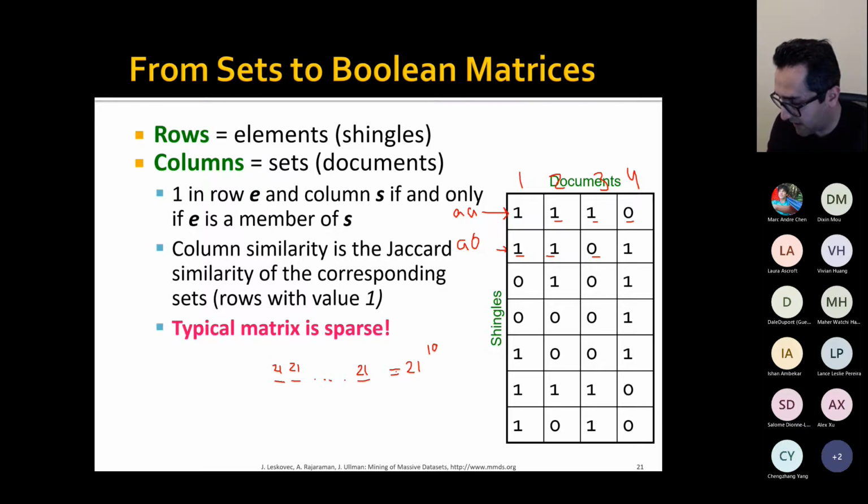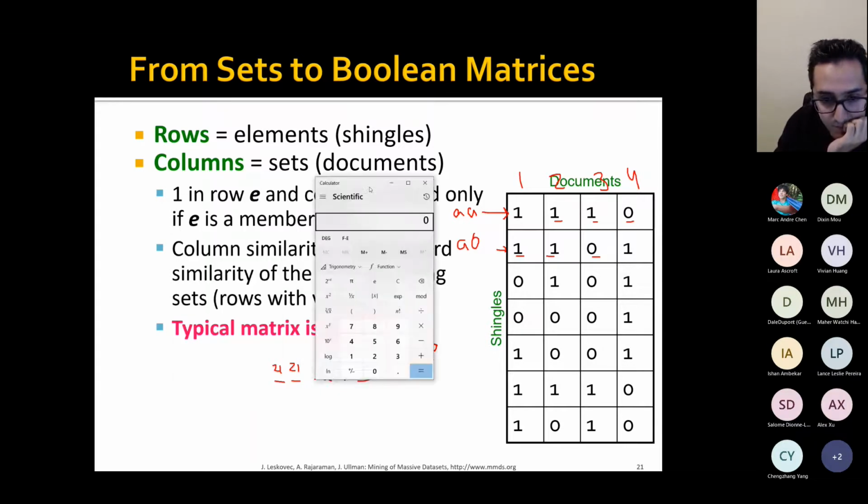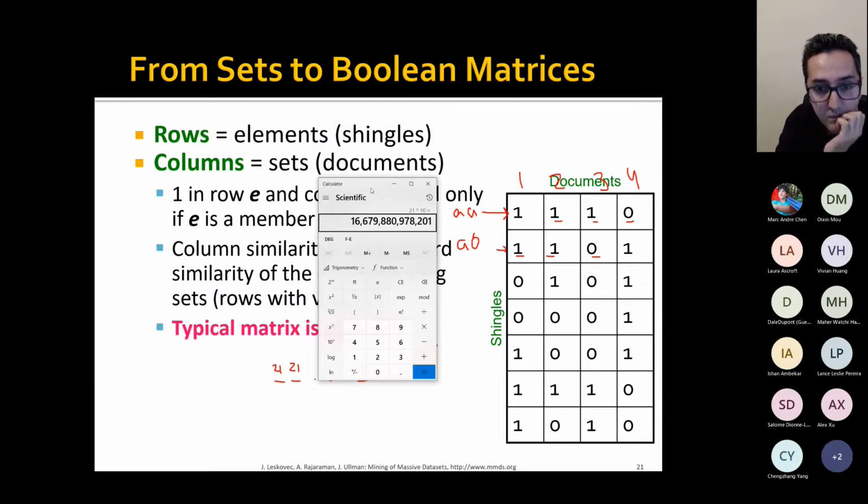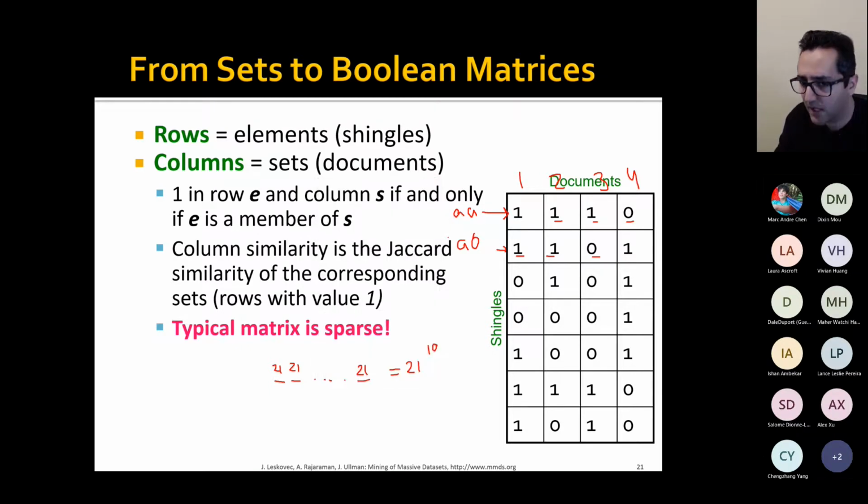Won't any decent size K lead to a shingle array that is almost equivalent in size to the original document? Good point, right? So this is basically what I was actually driving at here. 21 to the 10, that is a big number. So these many bits, divide by 8, it will be bytes. So it will be like 2 and then 12 zeros in front of it.